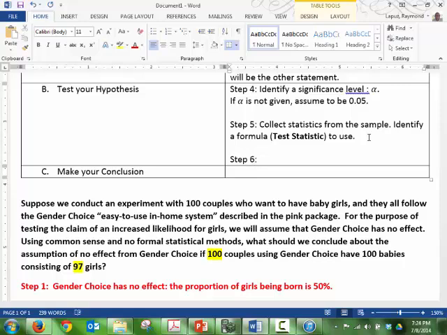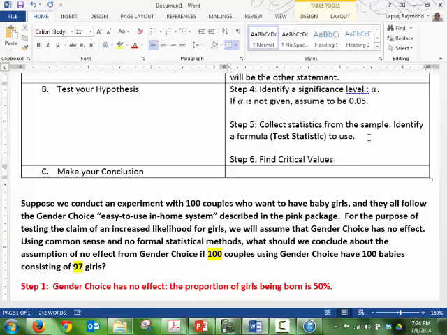In step 6, we're going to take our test statistic and see where that compares to. This is going to be a little lengthy, this step over here. It's going to require a few things. We're going to need to find critical values. Remember that?